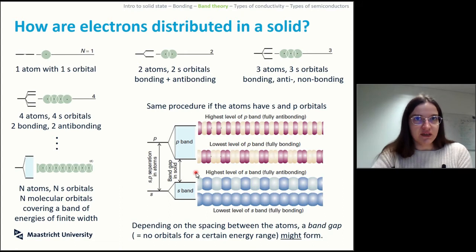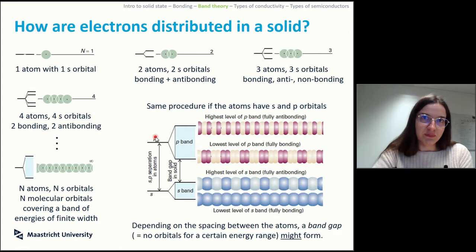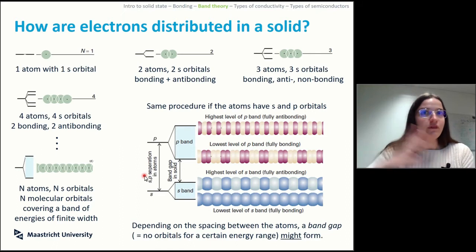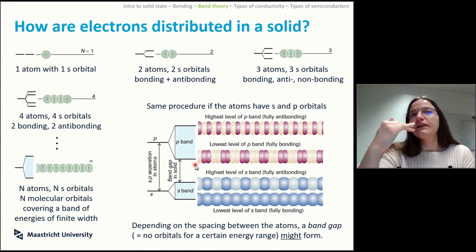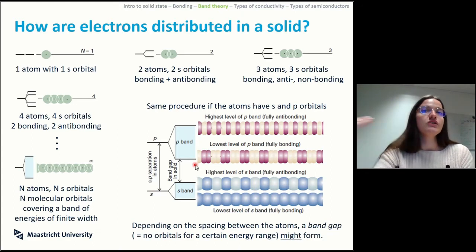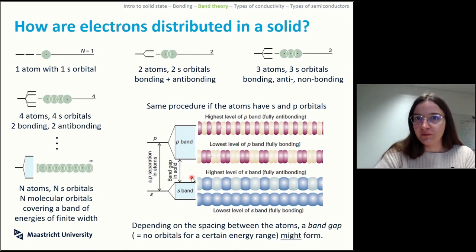Depending on how these atoms are arranged and depending on the energy arrangement of the p and the s band, the s, the p, the d, the f, whatever, you will have a different spacing between these bands because that's atom dependent. There might be, as shown here, a sequence of energies in which there is no molecular orbital that can actually land in there, so there is just no energy allowed and there is a gap in between. It might or might not form.